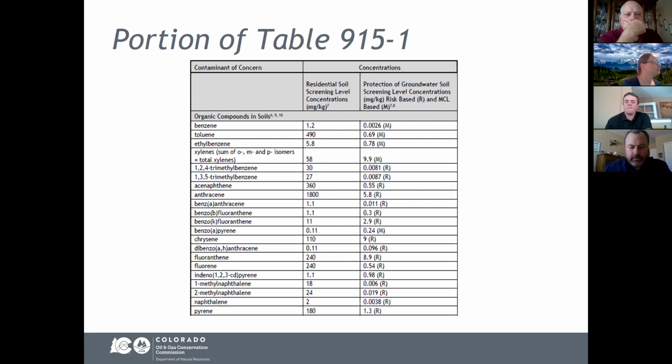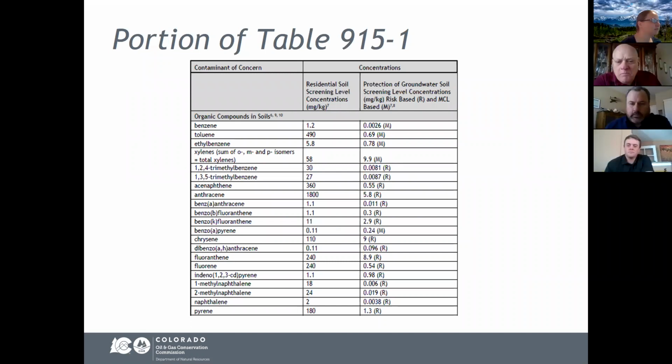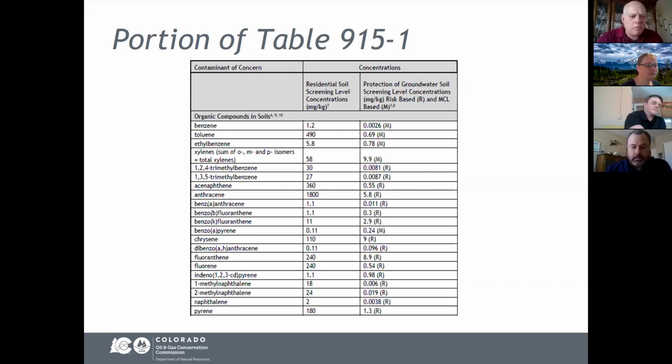So this is a portion of table 915-1 that provides our cleanup standards. It shows the two soil concentration columns. On the left, you have the residential soil screening levels, which are the least stringent, and the protection of groundwater soil screening levels on the right, which are the most protective. And you can see that the residential levels are quite a bit higher than the protection of groundwater standards. This presentation will provide an understanding of how COGCC will determine and apply these soil standards to spills and remediation projects. So next slide, please.